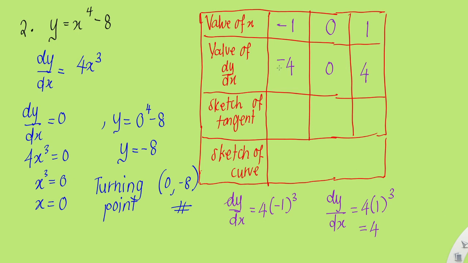Now if it's a negative value, the tangent goes like this. If it's 0, like this, and if it's a positive value, dy dx goes up. So overall your graph is going to be a smiling graph. So you already determine the nature. So for this point, 0, negative 8 is a minimum point.